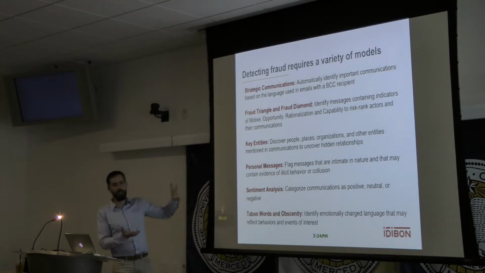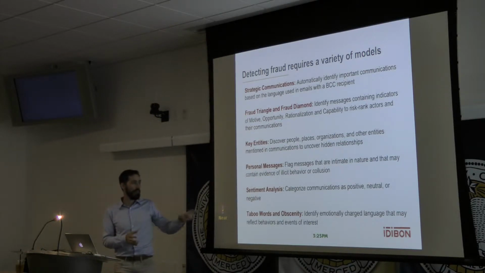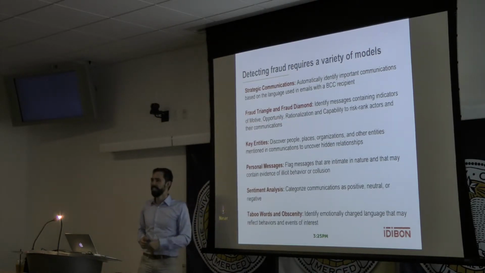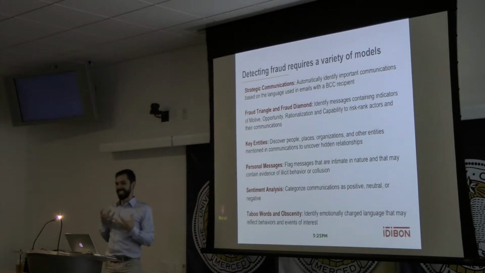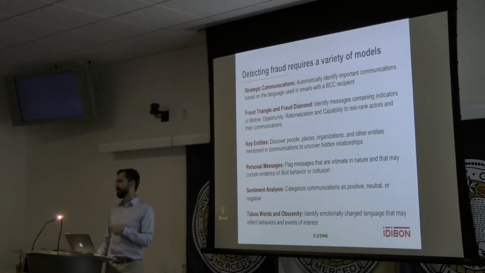Key entities is really about finding named entities: people, organizations, project names. Personal messages, you can find ones that are more about projects versus more about interrelationships. Sentiment analysis helps you find positive stuff. And also, taboo words and obscenity can be useful when things are hot and heated, people use those words. They also use them a lot in jokes. Most of them in the Enron corpus, for example, are really just dirty jokes that people are sending to very surprisingly large lists of people.